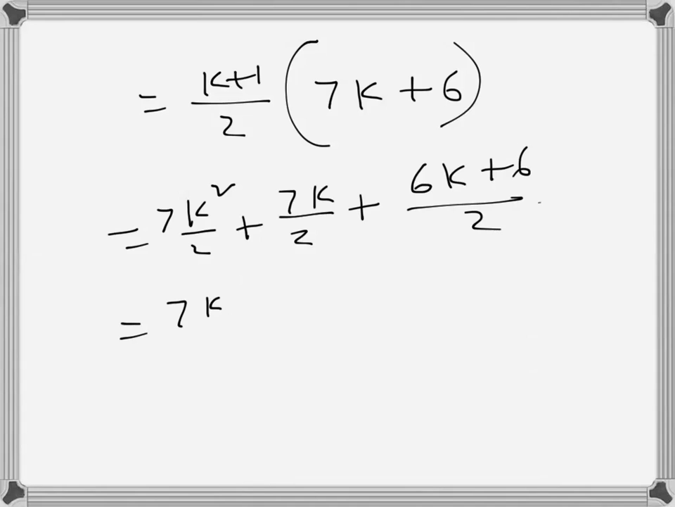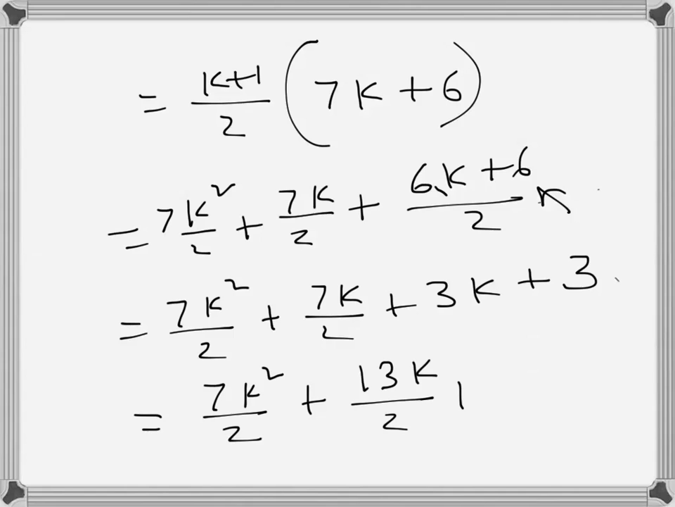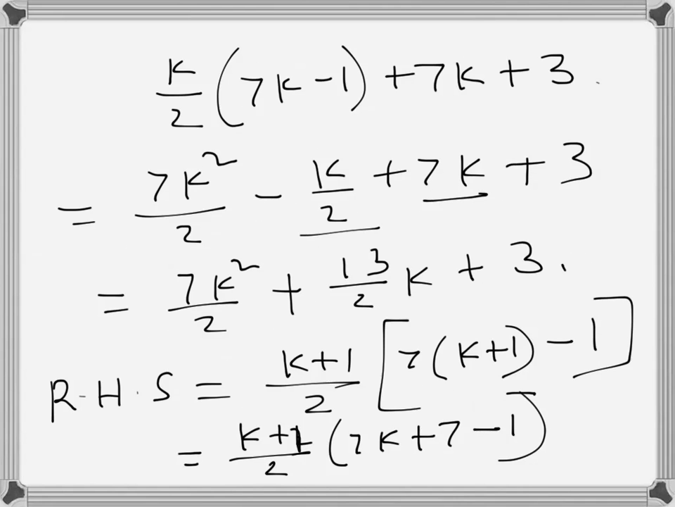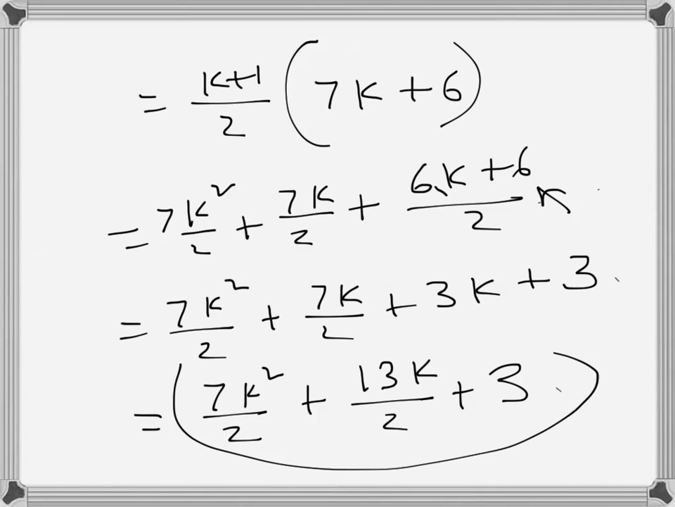So this is 7k square over 2 plus 7k over 2 plus 3k plus 3. I'm just dividing this thing, writing separately. So this is 7k square over 2, plus if I add them, 7 plus 6, that's 13k over 2, plus 3. So I can see this is the left hand side. The left hand side was this one, and the right hand side is the same. So it is equal to the left hand side.